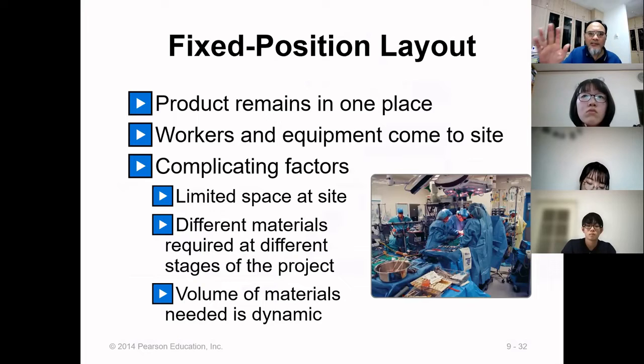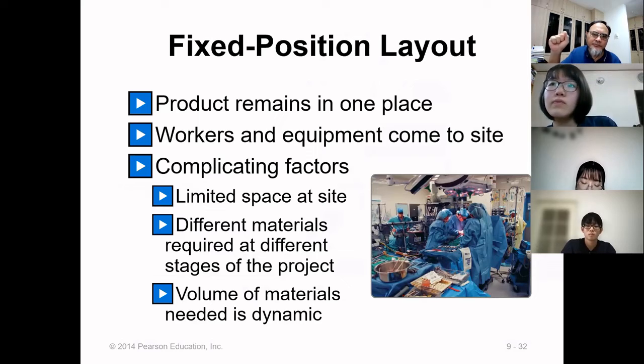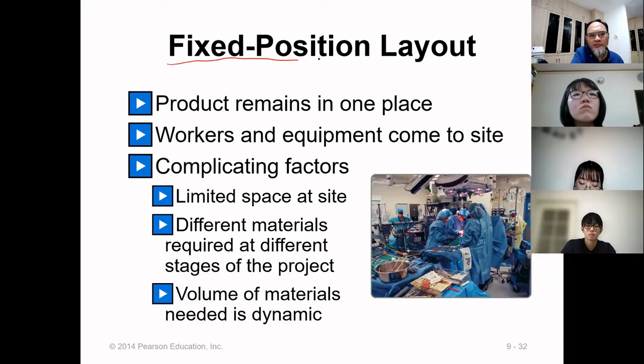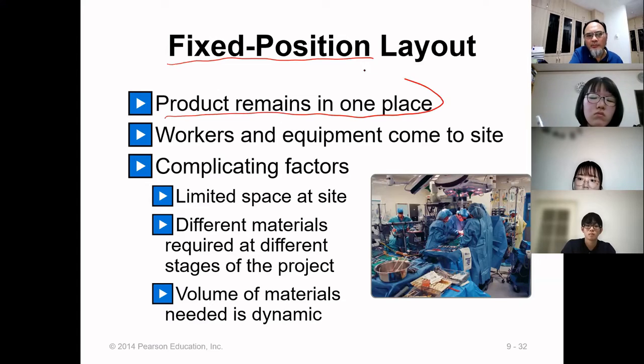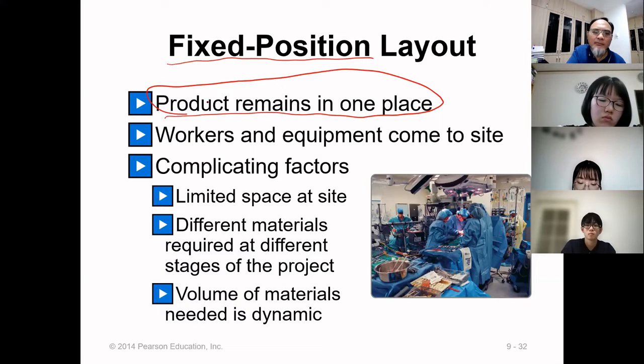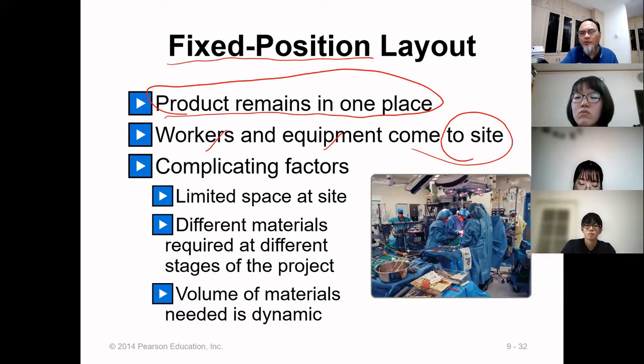So we have seen office layout, retail layout, and then warehousing. So we now move on to fixed position layout. I mentioned already just now, when we say fixed position, what's fixed position? Fixed means the product remains in one place. Fixed. And when the product remains in one place, then the workers and the equipment come to the site, come to the place.